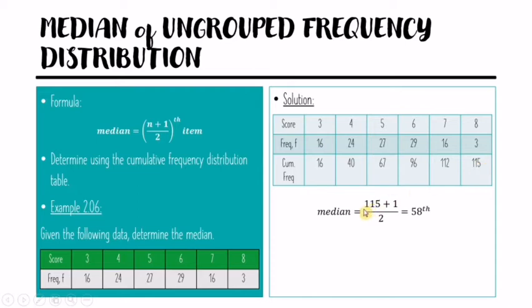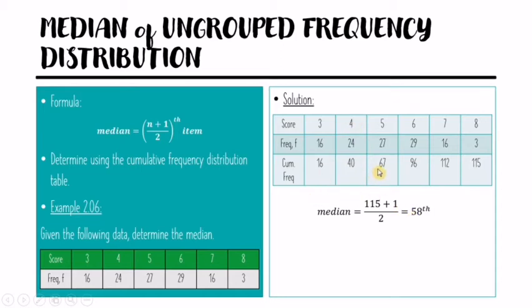So median equals, this is the position first. So 115 plus 1 divided by 2. So 116 divided by 2, you get 58. So where is 58? You look at the cumulative frequency. The first class is up until 16. The second class is up until 40. 58 is bigger than these two, so it's not in these two classes.